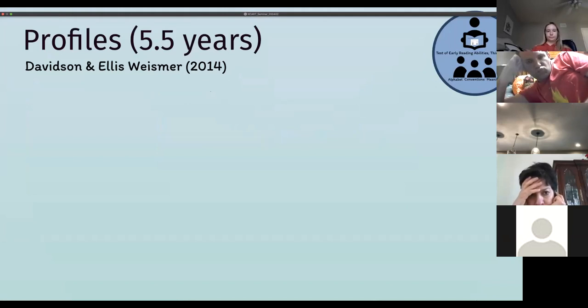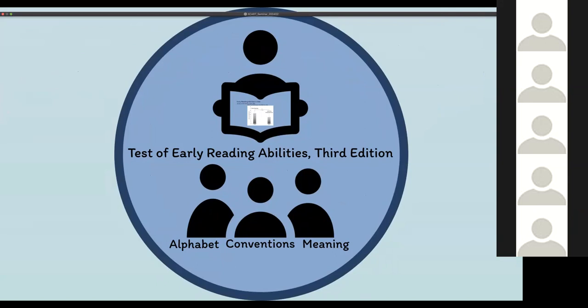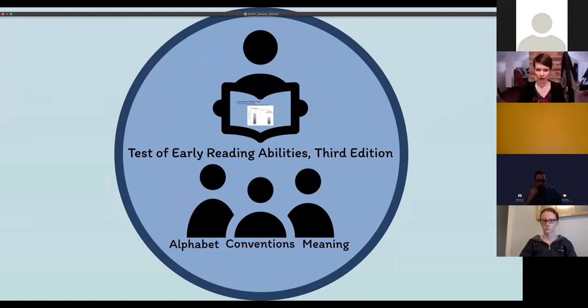So we looked at reading profiles at age 5.5 years. And the first thing that we did, well, first I'll orient you to the test that we used. So we used the Test of Early Reading Abilities. This test is comprised of 3 subtests. There's the alphabet subtest, the convention subtest, and the meaning subtest. The alphabet subtest is looking at precursor skills, such as phonological awareness, letter naming, as well as other skills that are going to then predict an individual's word reading abilities.